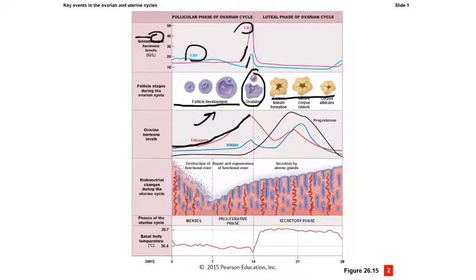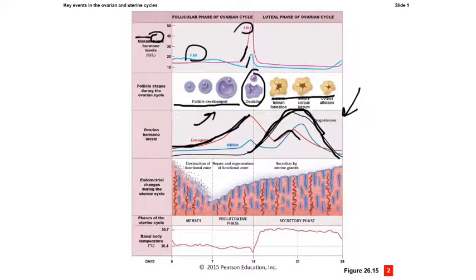Then notice that it's progesterone that is the primary hormone over here in the luteal phase, and that progesterone is released by the corpus luteum. Yes, there's a second rise in estrogen, but I want you to really think for now that there's primarily estrogen before ovulation during the proliferative phase and a large rise in progesterone following ovulation during the luteal phase.